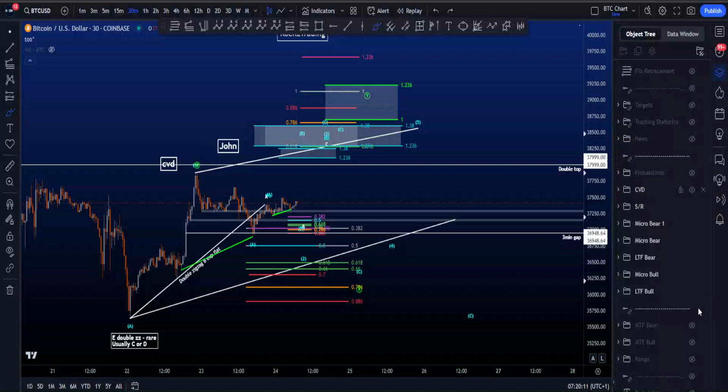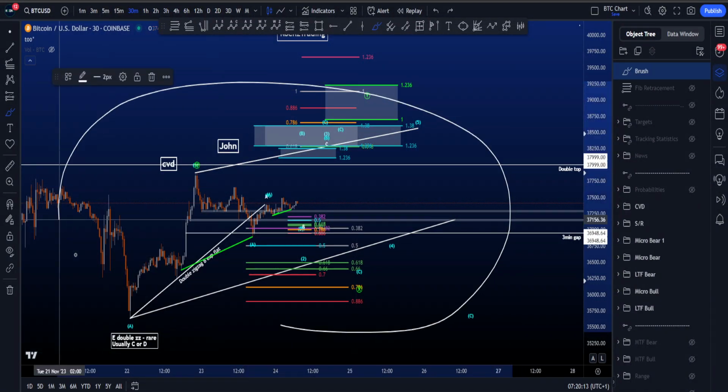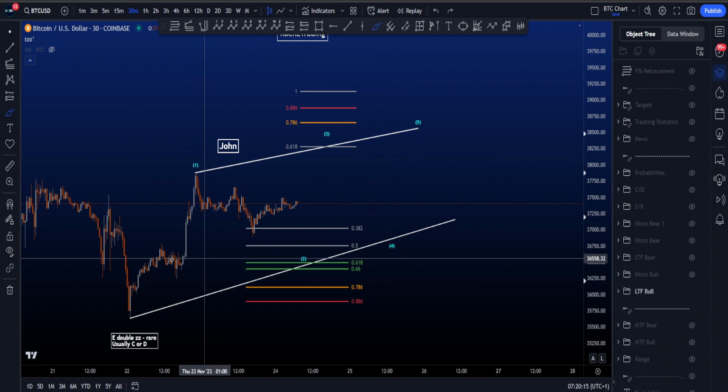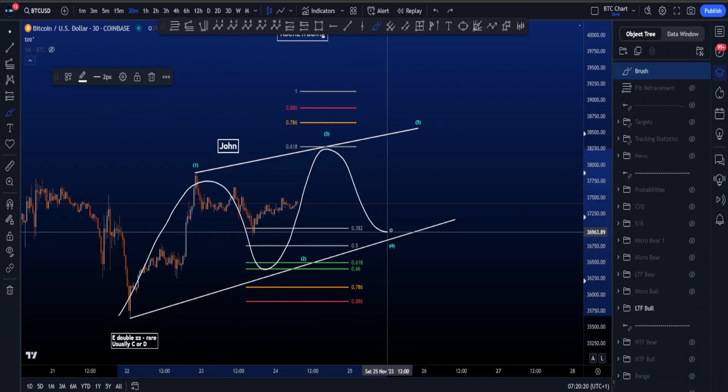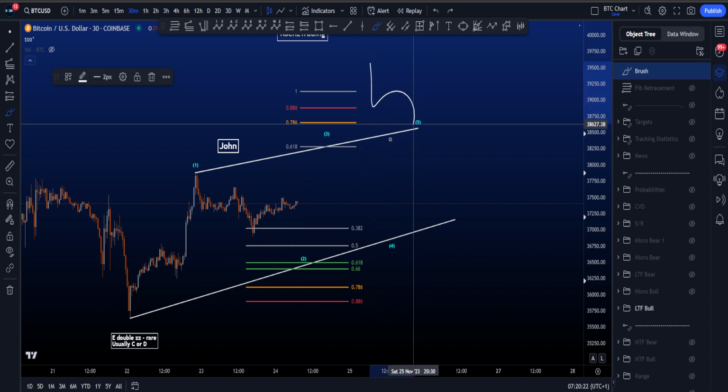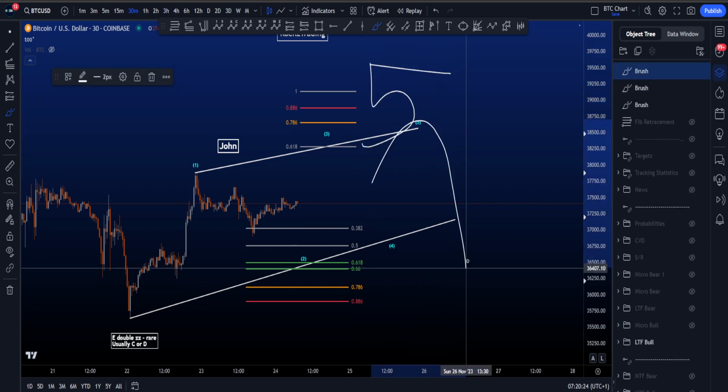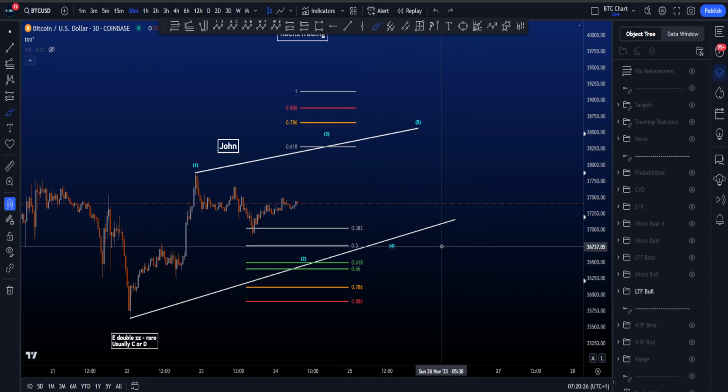Hi everyone, let's go over my bullish and bearish Elliott Wave scenarios on Bitcoin, starting with the low time frame bullish scenario where we're looking for an ending diagonal 5-wave structure to the upside to then finish a higher degree wave 5, after which we expect a bigger move towards the downside.